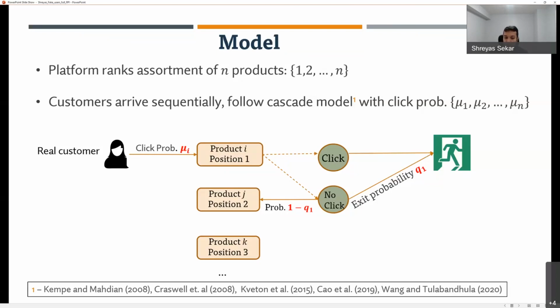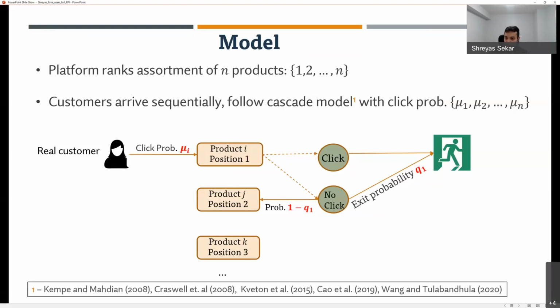Now, what happens if they don't click on this product? Well, if you don't click on this product, one of two things can happen. With exit probability Q1, I'm going to leave the platform. This can happen when I'm convinced after looking at a few products that I've not found anything that's suitable to my requirements. And with probability 1 minus Q1, I go back to looking at product 2, and then the same cycle continues. So I click on product 2 with some probability. Once I click on product 2, I'm satisfied. If I don't click on product 2, I could either exit or go on to product 3, and so forth.